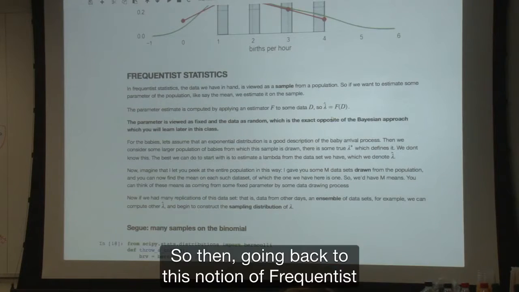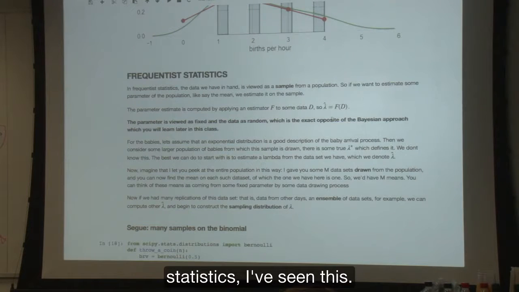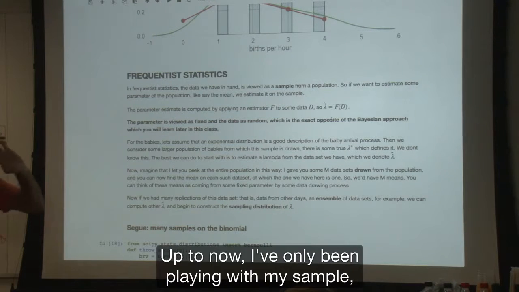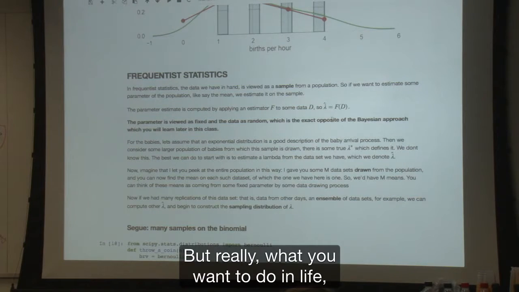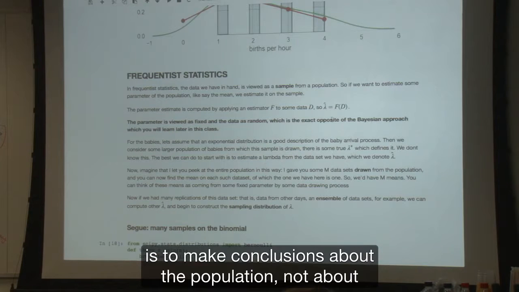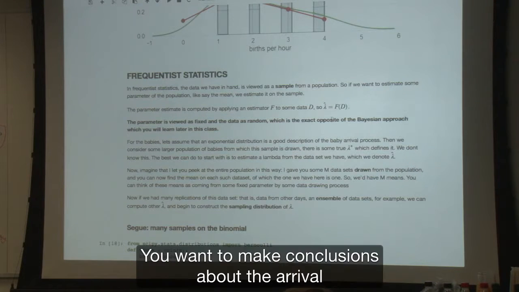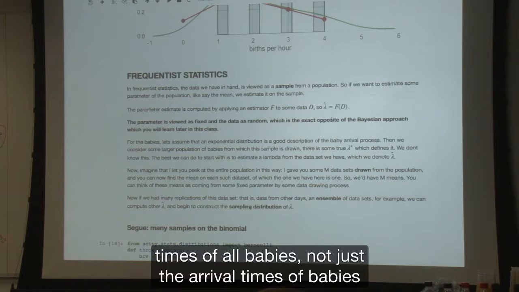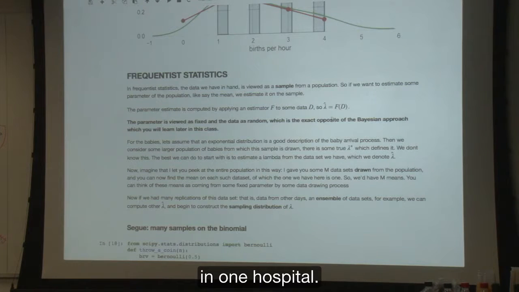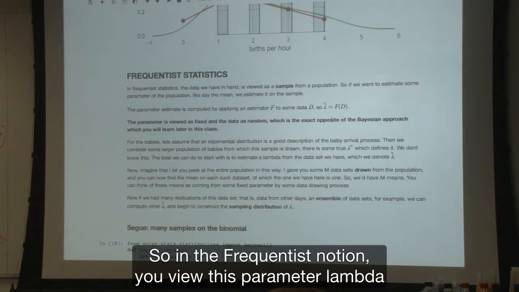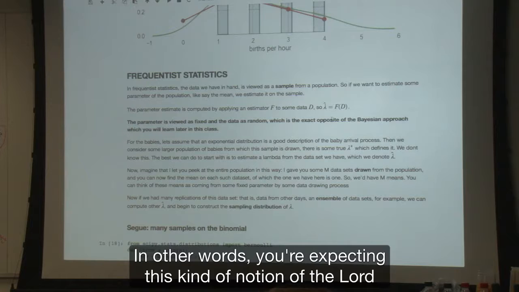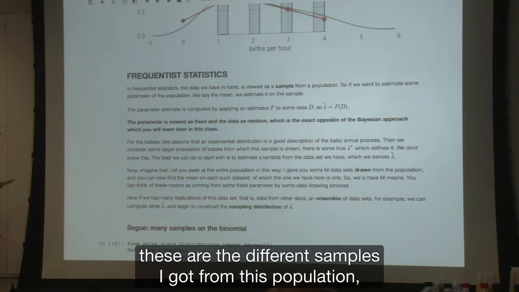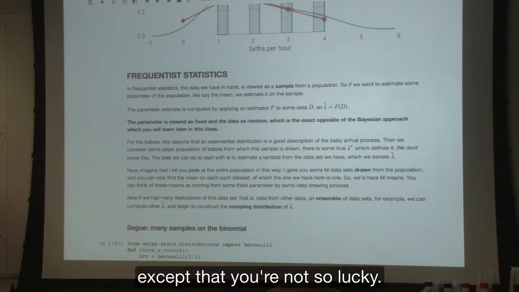Okay. So going back to the notion of frequentist statistics: up to now, I've only been playing with my sample, and I've told you this is the distribution on my sample. But really what you want to do in life is to make conclusions about the population, not about the sample. You want to make conclusions about the arrival times of all babies, not necessarily the arrival times of babies in one hospital. In the frequentist notion, you view this parameter lambda as a fixed parameter, and the data as random. In other words, you're expecting the Lord to come to you and whisper in your ear, these are the different samples I got from this population, except that you're not so lucky.